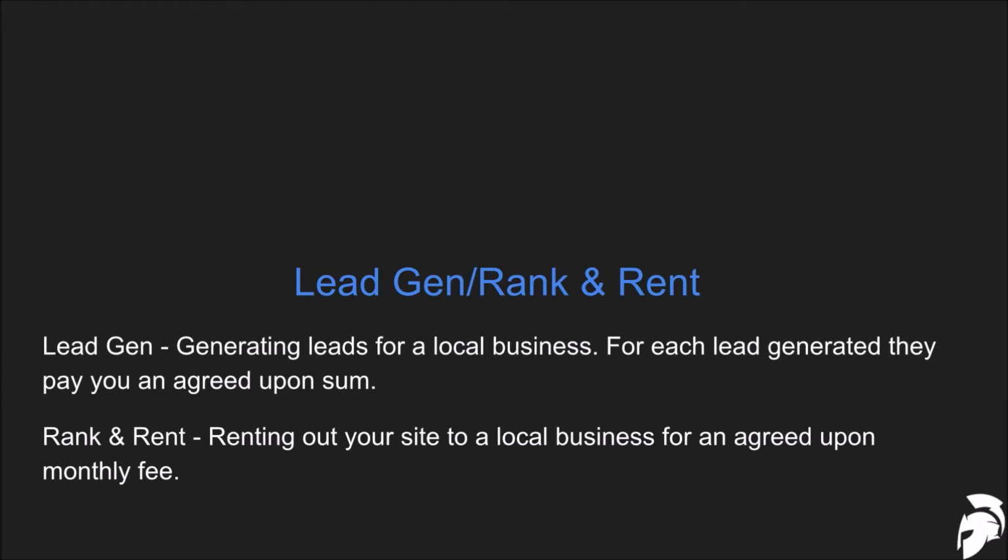So there are pros and cons to each one of those methods. For lead gen, obviously there's the higher profitability. You can potentially make more off your site, but with rank and rent, it's more fixed. You're going to be getting a certain amount of money per month. With lead gen, it's a little bit more risky, I guess you could say, but at the same time, if you're good with it, you can make a ton of money.